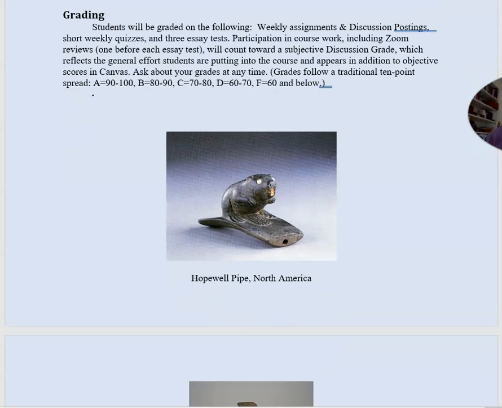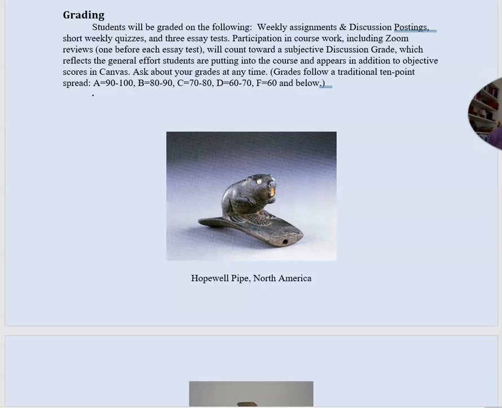Grading. Students will be graded on the following. We're going to have weekly assignments and discussion postings. You do need to check Canvas on a weekly basis and to check Canvas for due dates. And each week you will be doing an assignment, and most of the weeks you will be doing a discussion posting as well. Each week will also have a very short quiz, and ultimately at the end of each major section in the course, we will have an essay test.